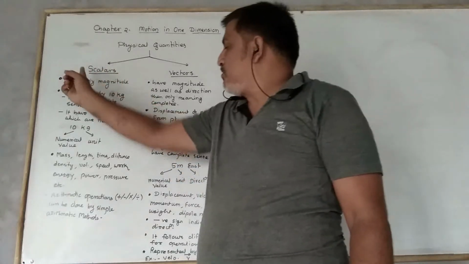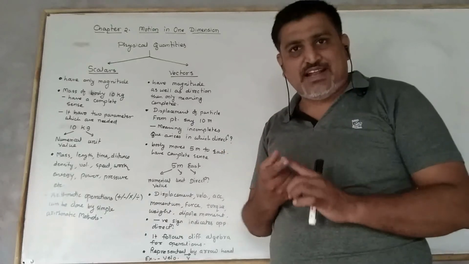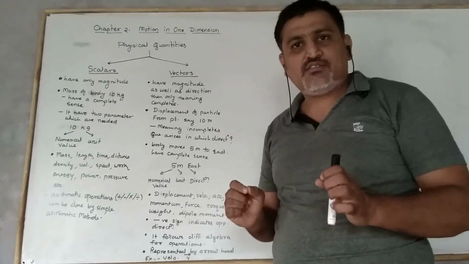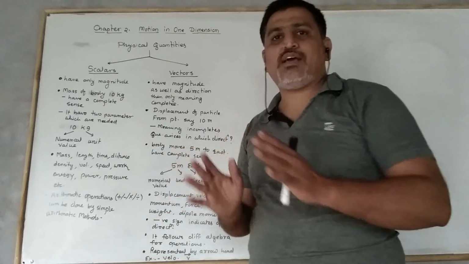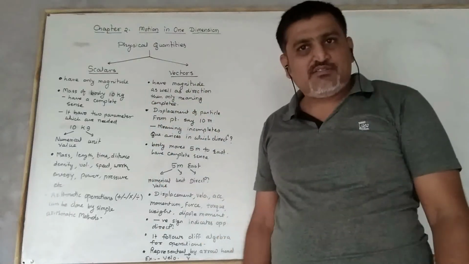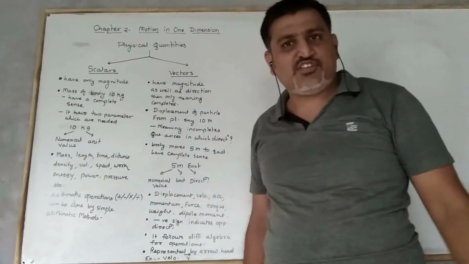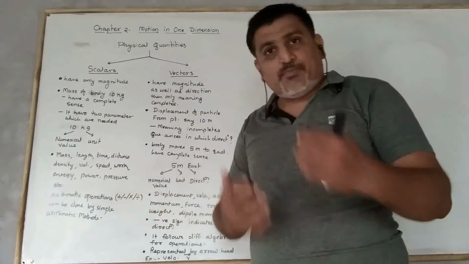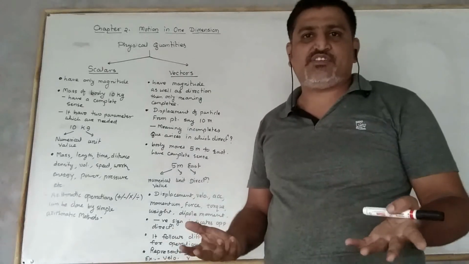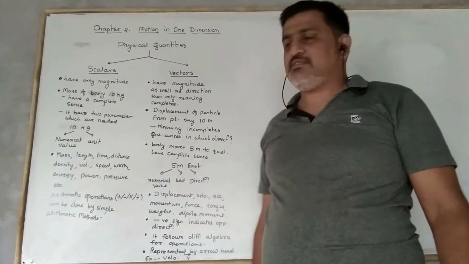The more interesting thing about scalars is that arithmetic operations such as addition, subtraction, multiplication and division are done using simple arithmetic methods. How we do 2 plus 5 is equal to 7, similarly here we can do 5 kg plus 2 kg is equal to 7 kg. Subtraction, same way. Multiplication, same way, as well as division, by simple arithmetic methods we can do with these scalars.